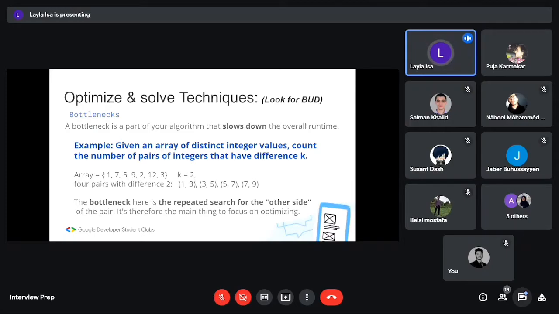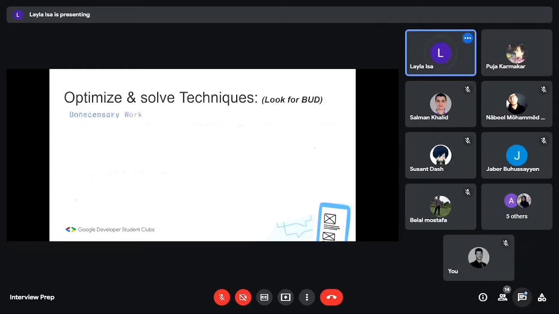Let's assume that the bottleneck here is the repeated search for the other side. So we kind of go through from 1 and we check 7, 5, 9, 2, 12, 3 to find the right pairs.